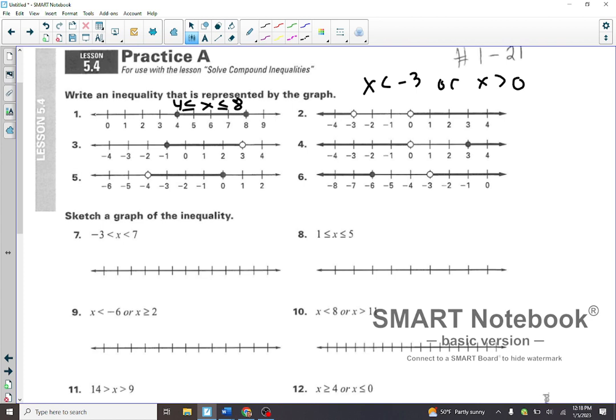Okay? Number 3, -1 is a small number. -1 is less than or equal to x, which is less than 3. So -1 is less than or equal to x, which is just less than 3, not less than or equal to, because it has an open circle.